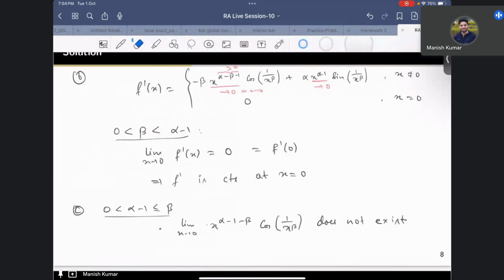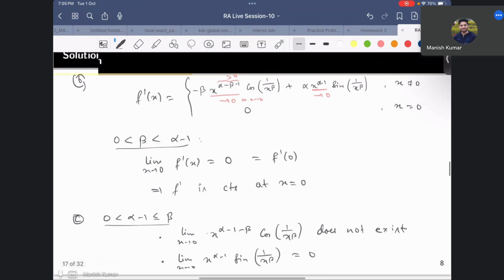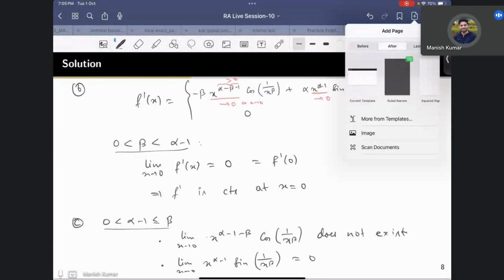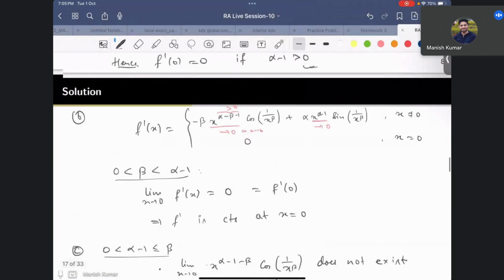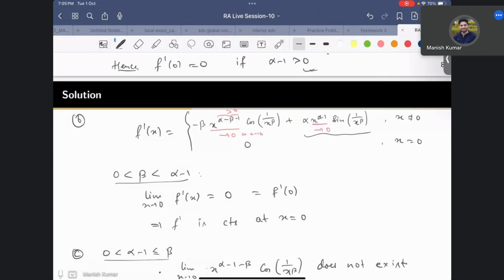So this will not exist. Maybe I can write one more line also, but let me write in terms of points. The limit x going to 0 of x to the power alpha minus 1 sine of 1 by x to the power beta is 0, okay? So you see one limit is existing, so this limit goes to 0, but this limit does not exist. So from here you can say that the whole limit will not exist, because if the limit exists, then you can subtract this one. I think I already discussed in the last session.